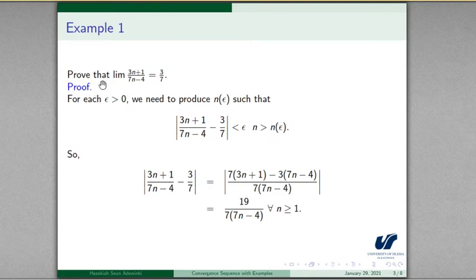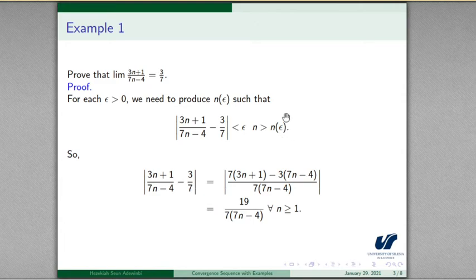So we have to prove that the limit of (3n plus 1) divided by (7n minus 4) is equal to 3 divided by 7. Note, this is as n tends to infinity. So going by definition 1, for each epsilon greater than 0, we need to produce N of epsilon such that the absolute value of (3n plus 1)/(7n minus 4) minus 3/7, where the first term represents the capital Sn and the second represents the small x, which is the limit, is less than or equal to epsilon.